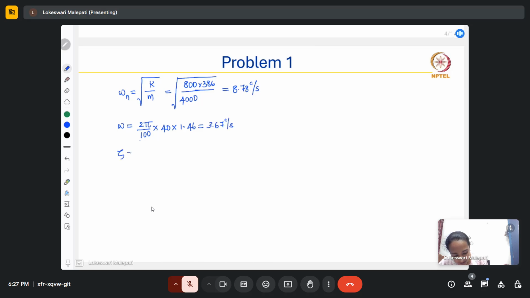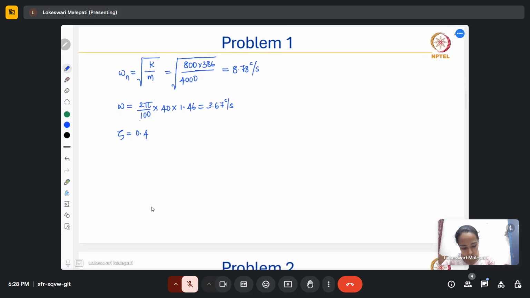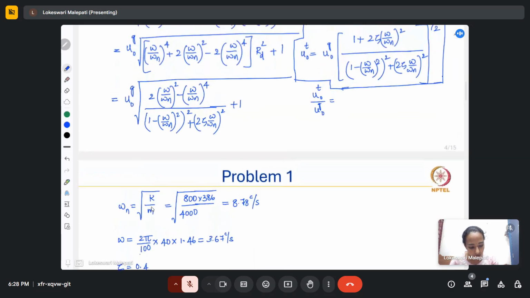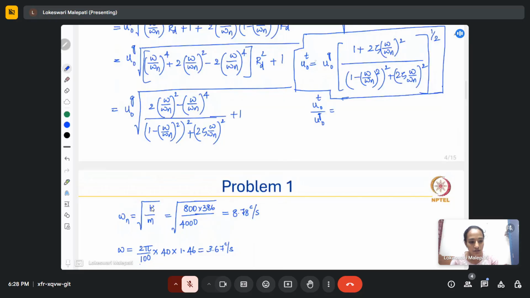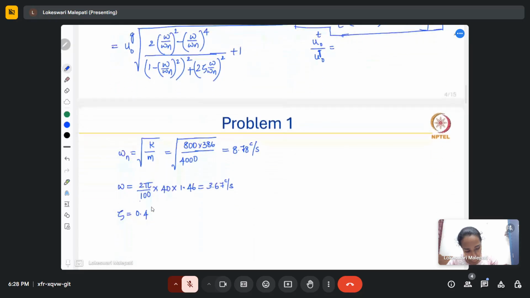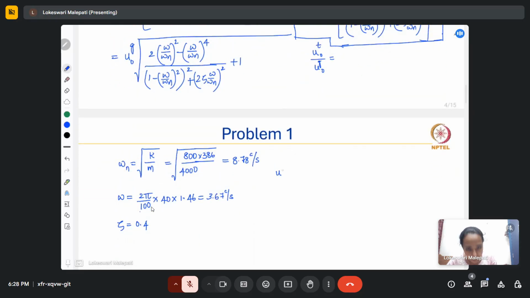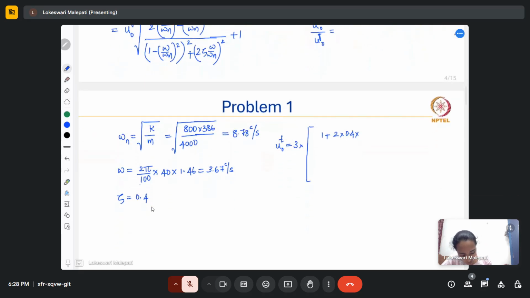And zeta is given as 40%, which means 0.4. We need to express it as a ratio. So let's substitute in the formula. So UG naught is amplitude, which is 3 inches. So that means the total amplitude of the mass is equal to 3 times 1 plus 2 zeta is 0.4 and omega by omega n.